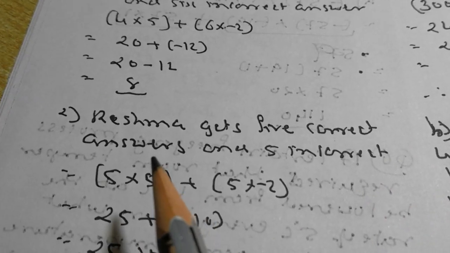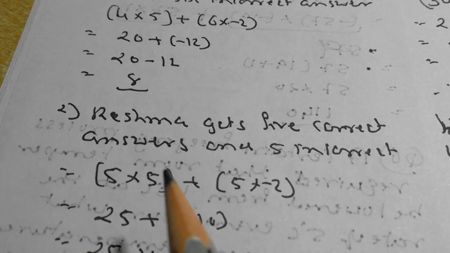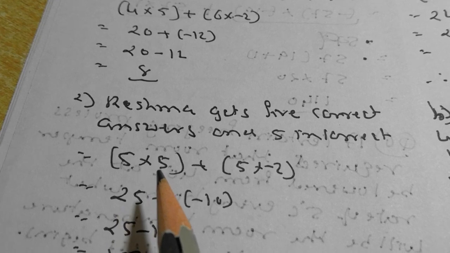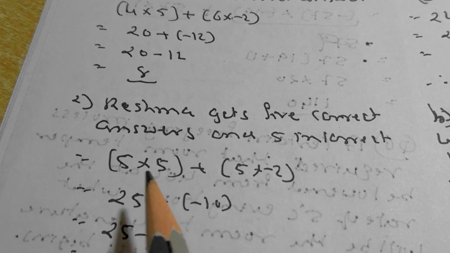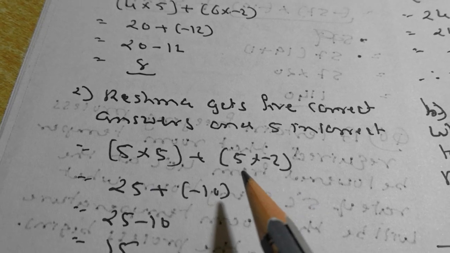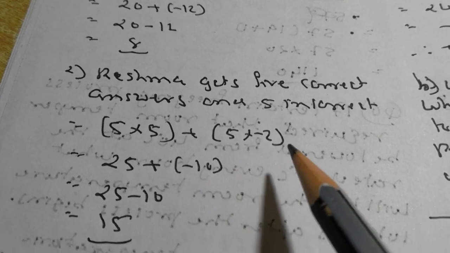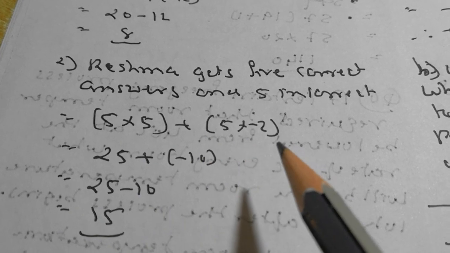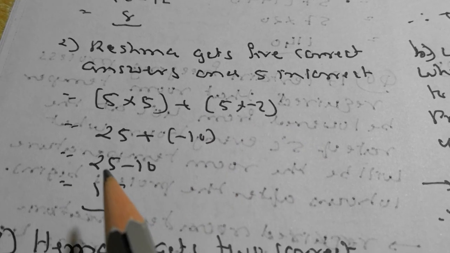Same way, Heshma gets 5 correct answers and 5 incorrect answers. For every correct answer, 5 marks are given. So for 5 questions it is 5 multiplied by 5. And for a wrong question, -2 marks are given. So 5 questions are wrong. So it is 5 multiplied by -2. That is 5 5s are 25 plus 5 into -2 is -10. 25 minus 10 is 15.